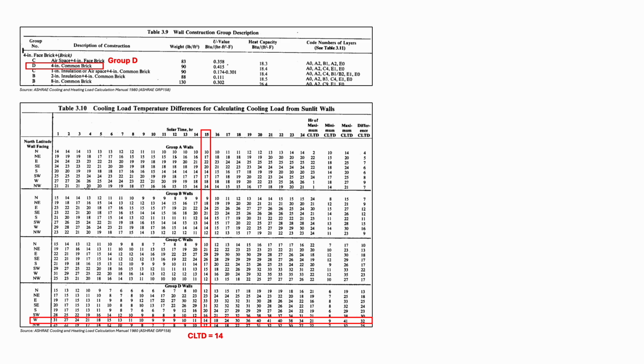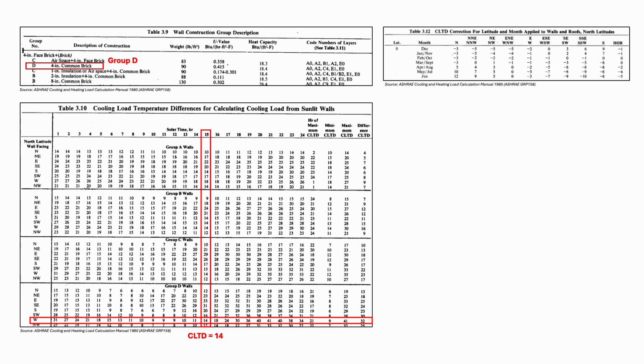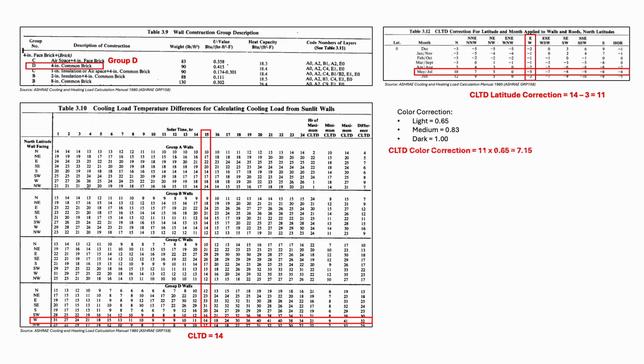Based on the location, we apply the latitude correction using this table. We use May as our design month. The wall is facing the west direction. The correction factor is minus 3, brings our CLTD value to 11. Based on the color of the outer wall, we need to apply a color correction factor to our CLTD value. Assume our wall is light color, our CLTD value becomes 7.15.